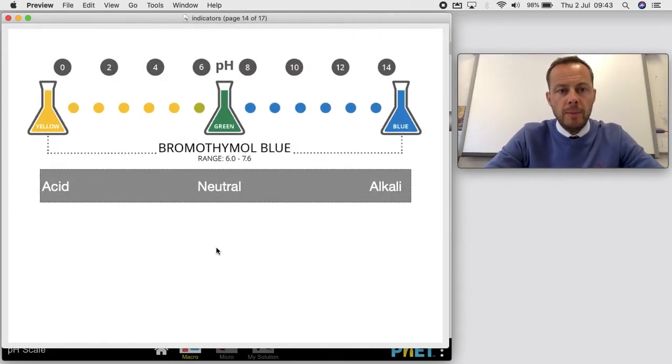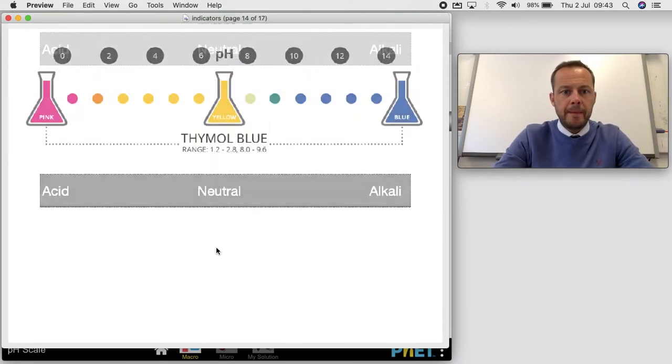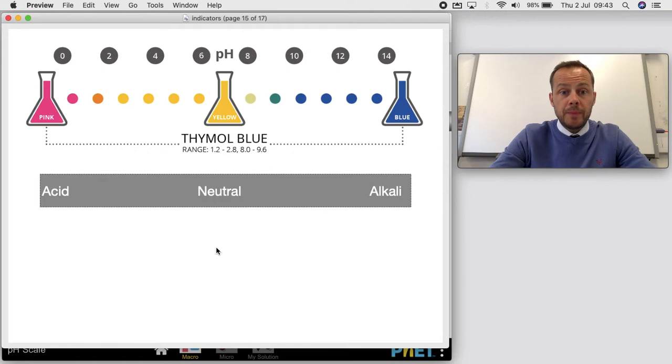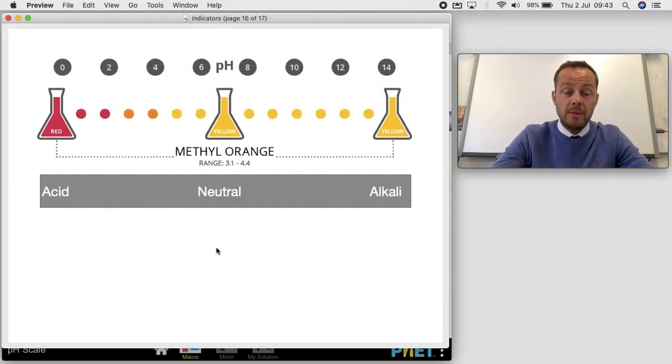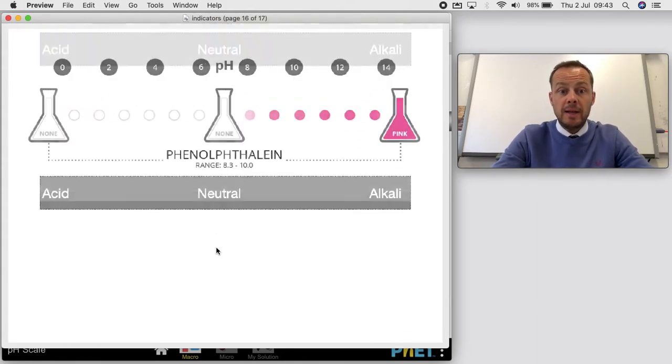Bromothymol blue. Bromothymol blue turns yellow in acidic solutions, is neutral in green solutions, and in a blue solution will show that it is an alkali. Thymol blue in a neutral solution is yellow, in an acidic solution is pink, and in an alkali solution is blue. Methyl orange, neutral, is yellow. In an acidic solution, it's red, and in an alkali solution, it's yellow.